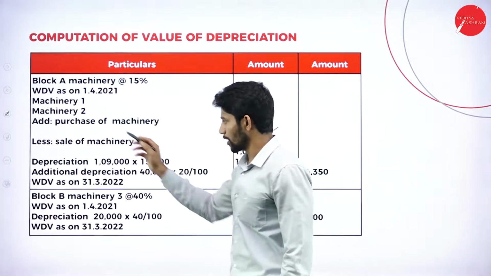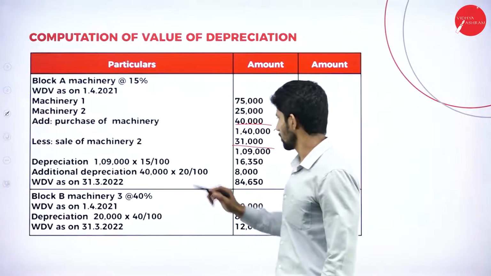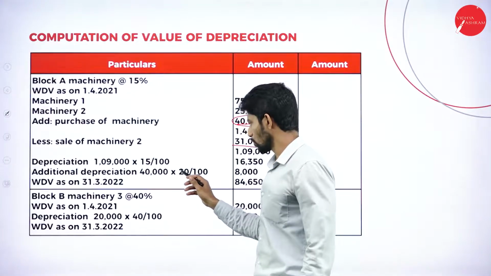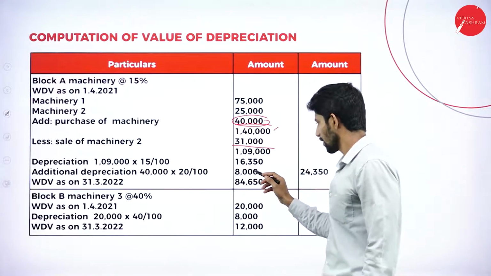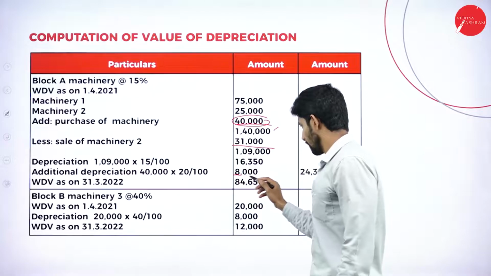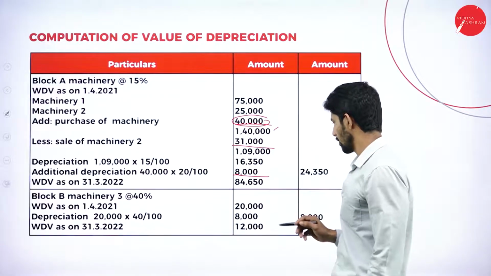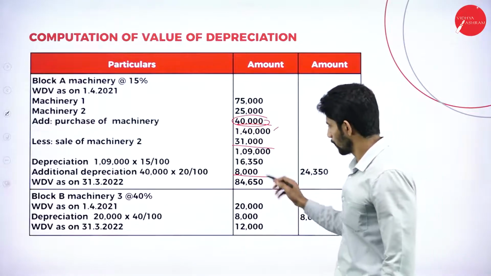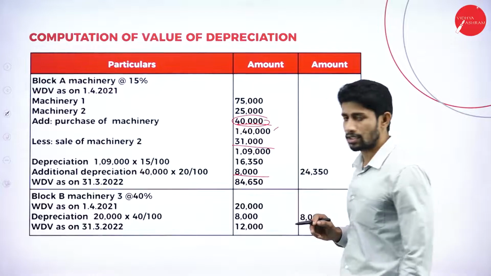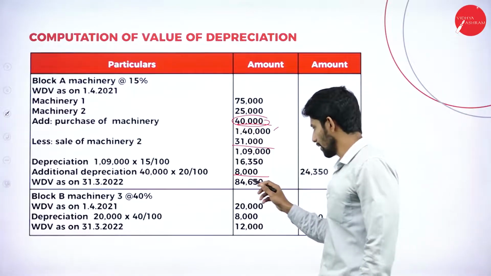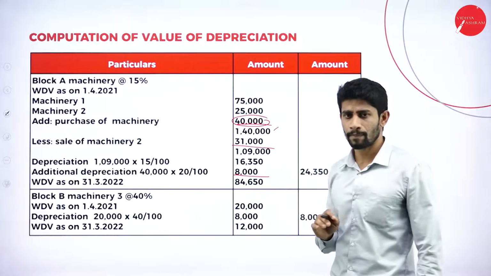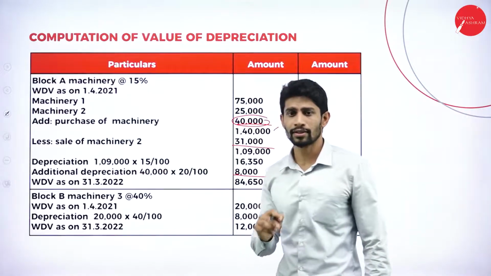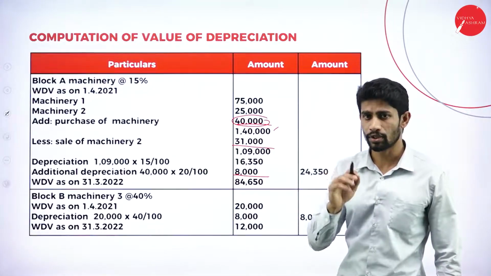So what is the new machinery cost? Here the purchase of machinery is rupees 40,000. So 40,000 into 20%, how much is the value? 8,000. So totally 16,350 plus 8,000 is 24,350, that is the value of depreciation. If you deduct these two values from 1,09,000, what is the balance you will get? You will get 84,650. So what is this value called? This value is called written down value as on 31st March 2022.